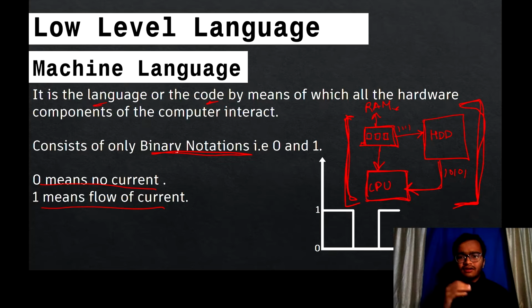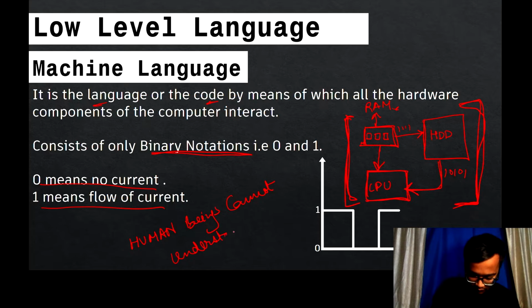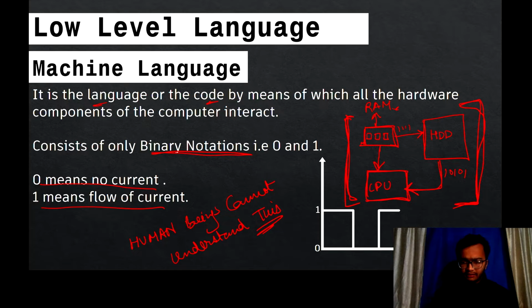So this is the process of communication between the electrical components of the computer, and it is not possible for us to understand these things because it is very complex, right? So we can write here: human beings cannot understand this. It is a very important thing. Human beings cannot understand the machine language or the machine code.